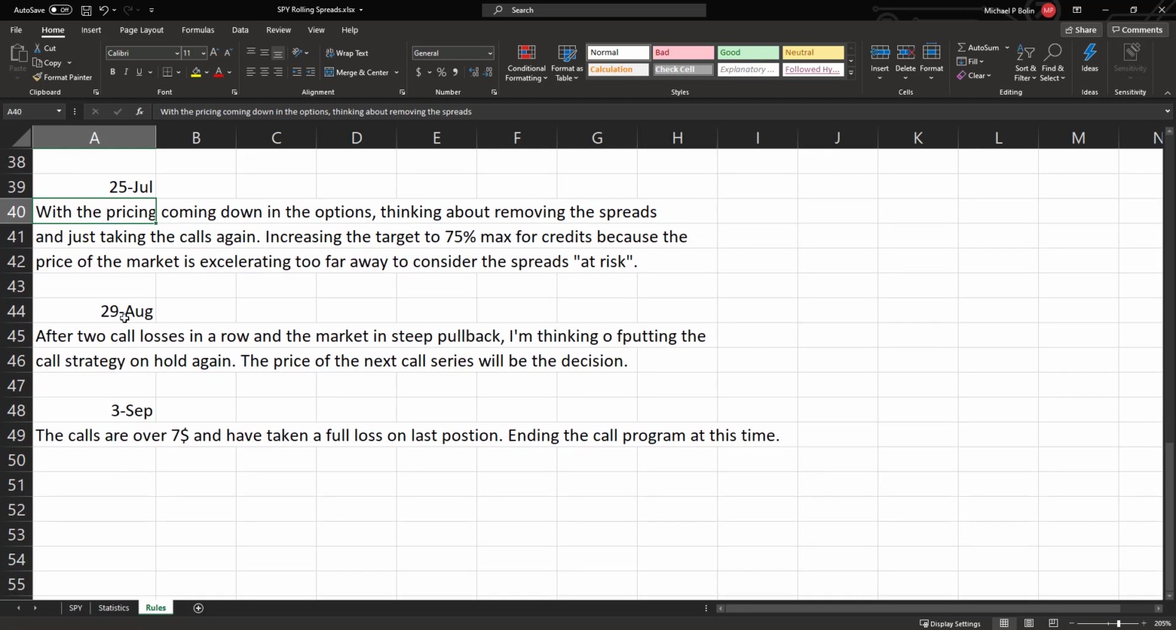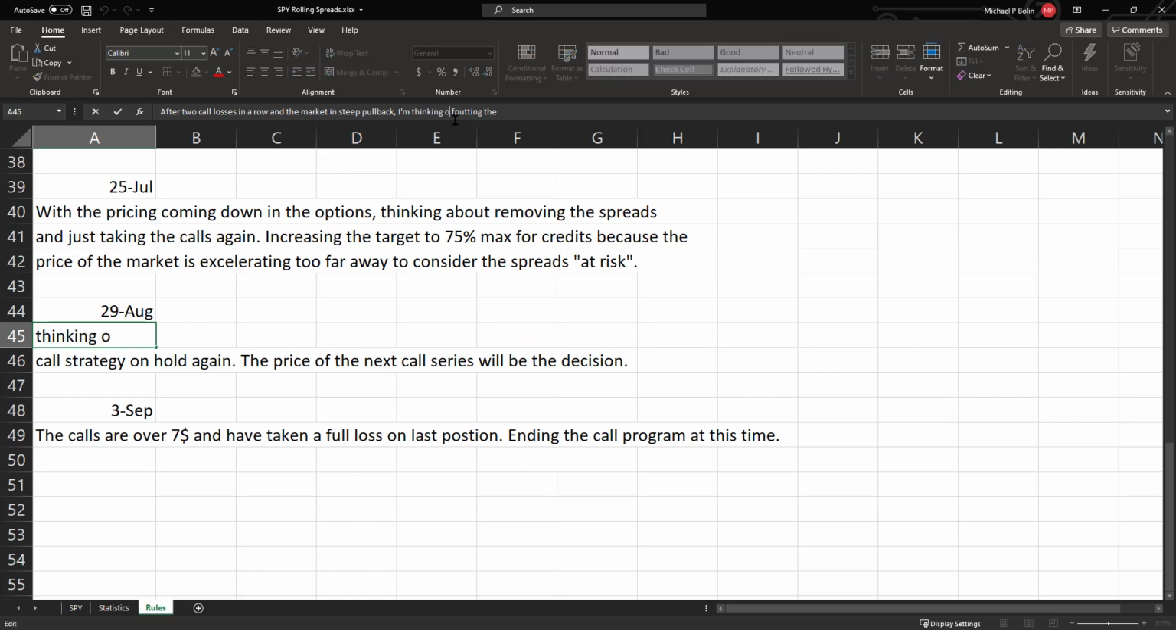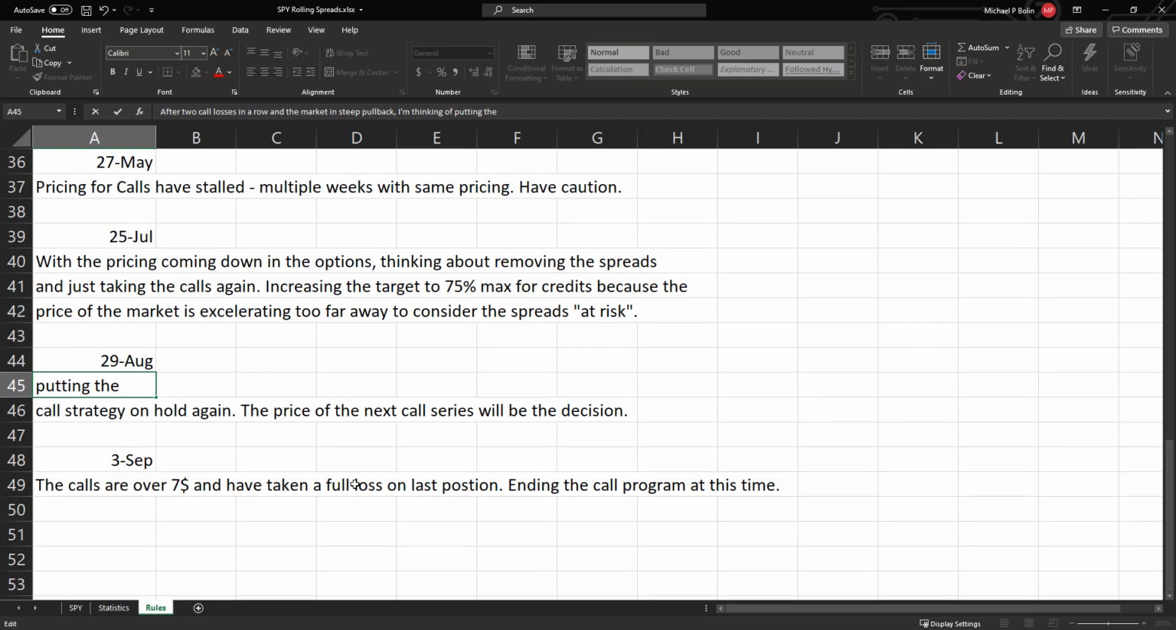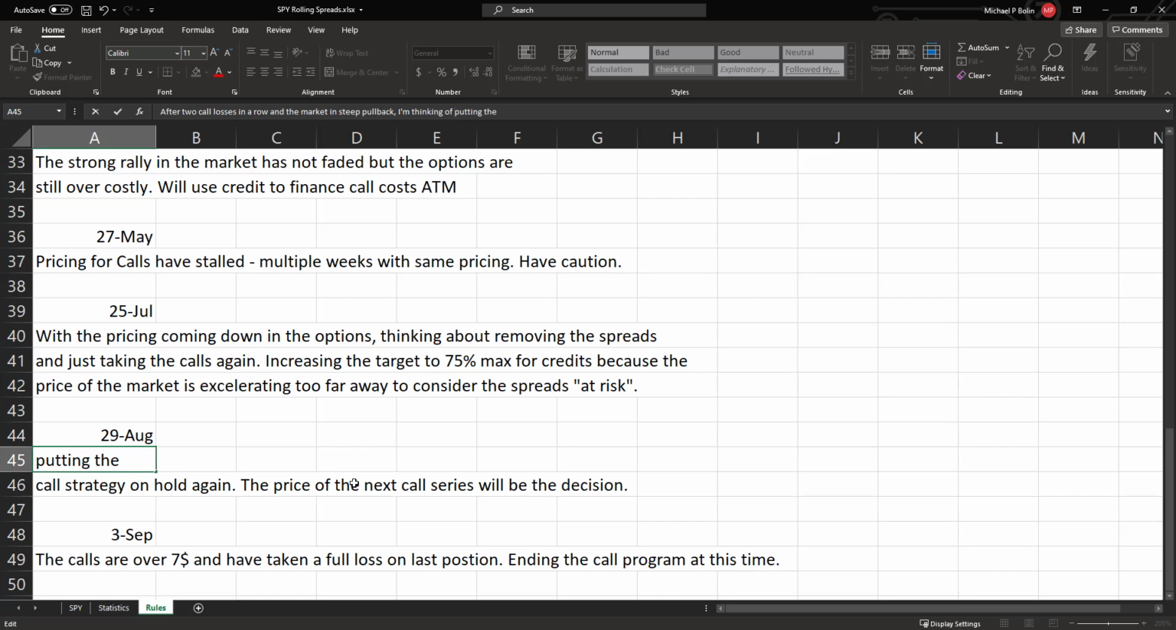Here at the end of August and into September, multiple losses in a row. And I'm thinking of putting the call strategy back on hold again. I actually did, but in my notes, I had thought about putting the call strategy back on hold, dialing back the aggression level. All right. So I think there's still some notes somewhere in my journal that I can add to this.